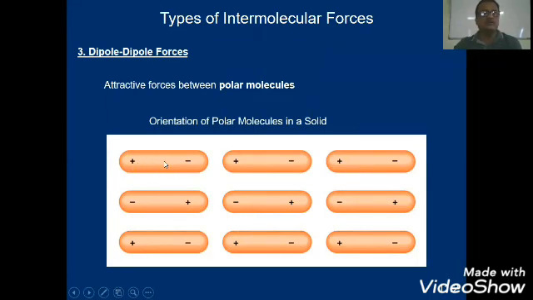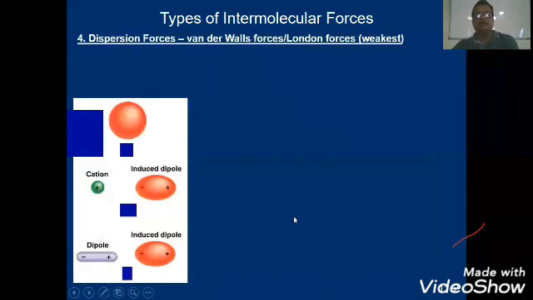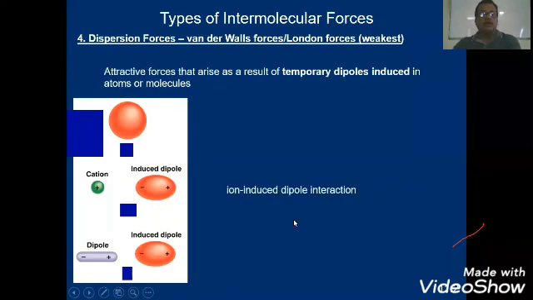If you consider hydrogen fluoride, in hydrogen fluoride, fluorine will carry partial negative charge and hydrogen will carry partial positive charge. So the negative charge of fluorine will attract the positive charge of hydrogen in another hydrogen fluoride molecule. This type of electrostatic attraction is called dipole-dipole interaction. Then you can also have induced dipole interaction.